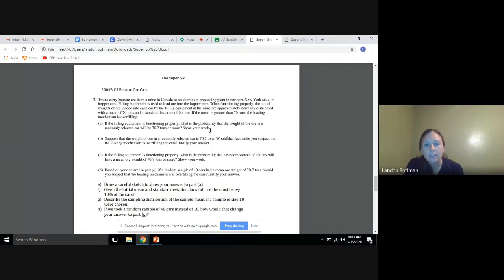So part A said if it's functioning properly, which just means the mean is 70 and the standard deviation is 0.9, what's the probability that the weight of the ore in a randomly selected car will be 70.7 tons or more? So what'd y'all do for that one?